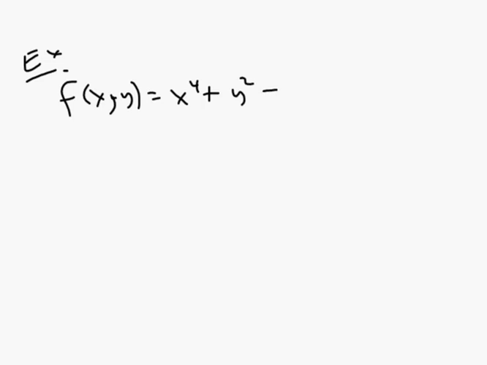So let's find some critical points for the following. Consider this example. Suppose f of x comma y is equal to x to the fourth plus y to the fourth minus 4xy plus 1.